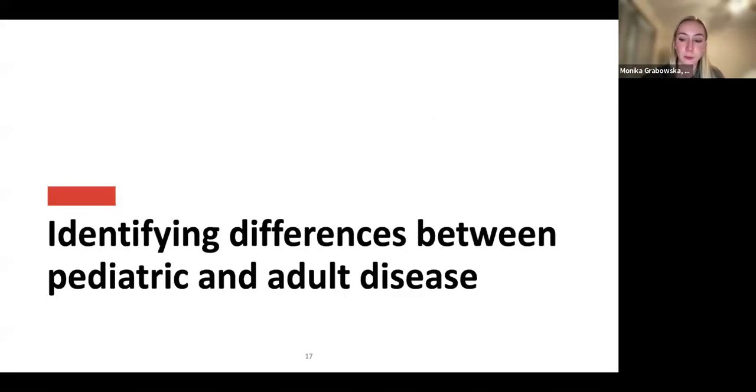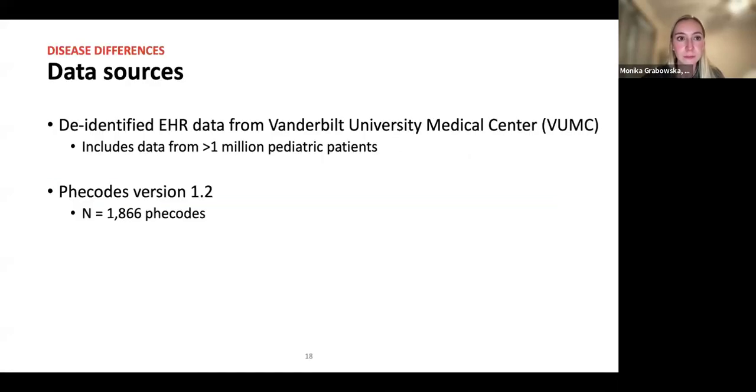And so I'll talk a little bit first about the disease differences that we found between pediatric and adult patients. We are leveraging de-identified electronic health records data from VUMC, which includes over 3.5 million patients, but specifically data from over 1 million pediatric patients. And when I talk about the existing Phe codes, I'm referring specifically to the Phe codes version 1.2, which at the time had 1,866 Phe codes.